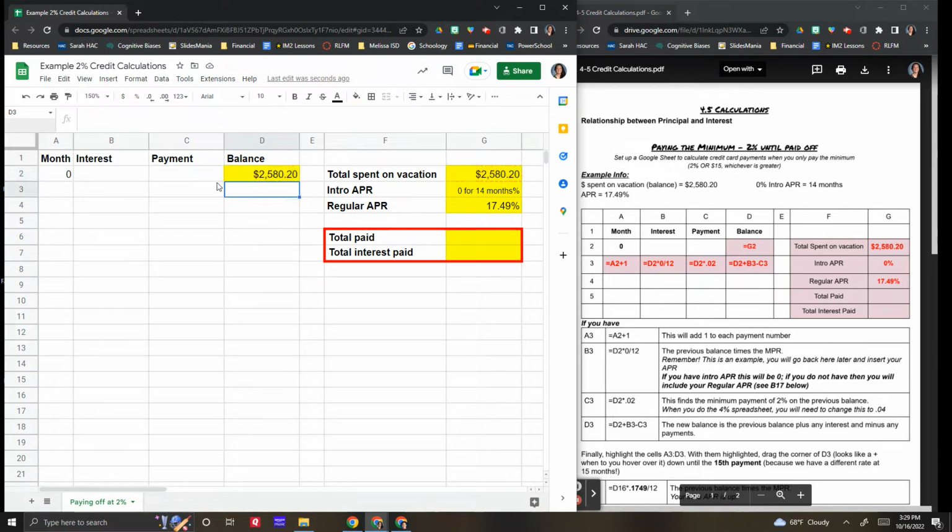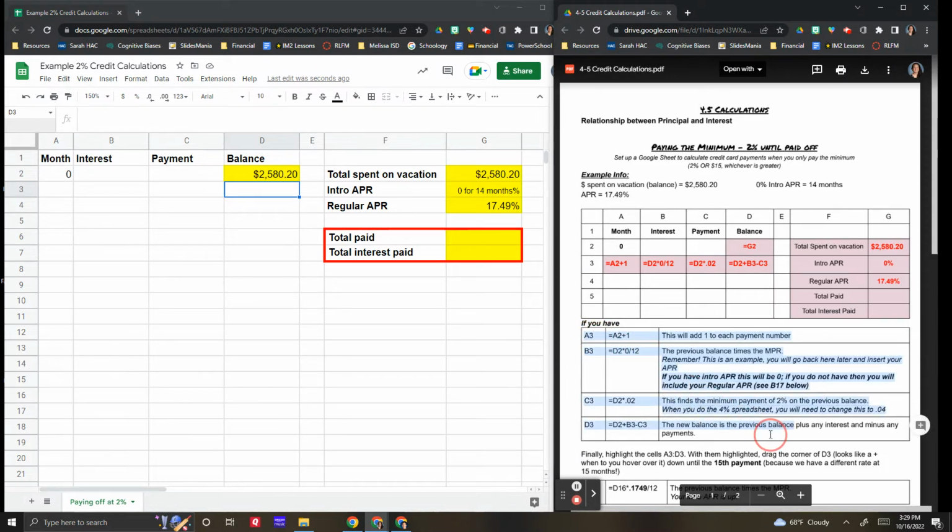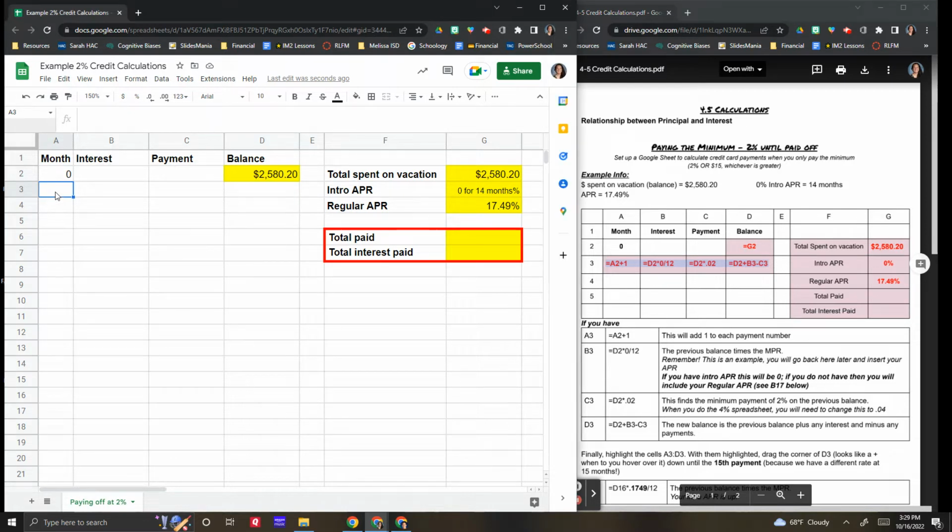Now I'm going to go into row 3. I'm going to follow along in these sets right here that tell us exactly which cell we're going to, what we're going to type into that cell, and the reason why we're going to do that. I've also listed that up here along the top. In cell A3, I'm going to type equals A2 plus 1. In cell B3, I'm going to type equals D2.